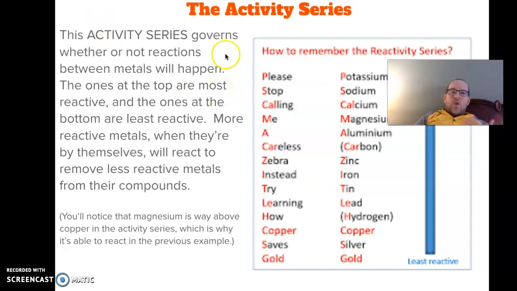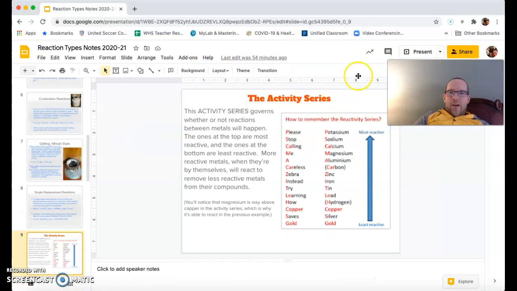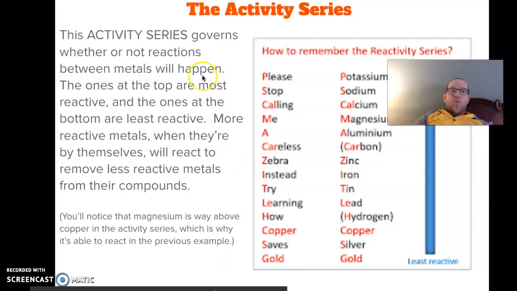And so what we're looking at here is called the activity series. And I'm just going to double check here that we still have plenty of time. So the activity series here, it governs whether or not reactions between metals are going to happen. The ones at the top are most reactive, and when they're by themselves, they're going to tend to react to remove less reactive metals from their compounds. You'll notice here that magnesium is way above copper, so when it's by itself, it's going to kick copper out and make that reaction happen.